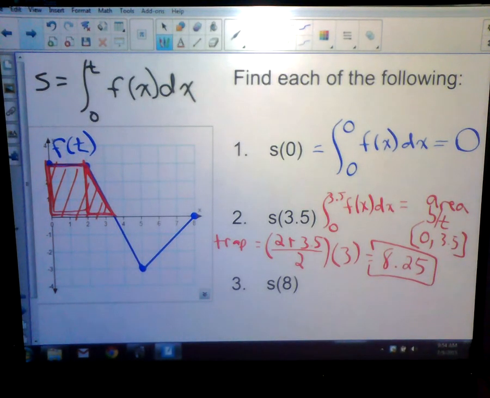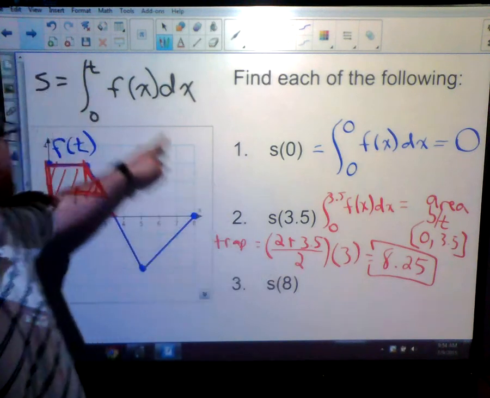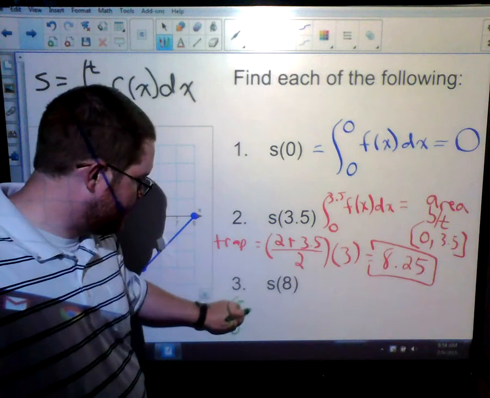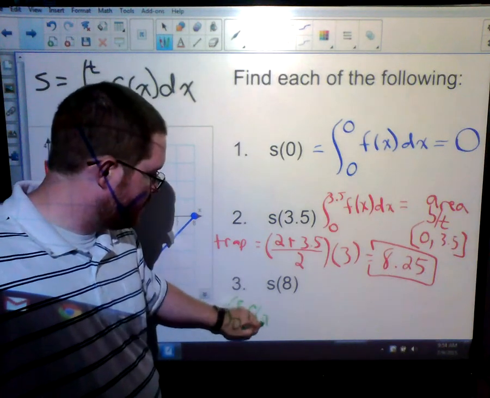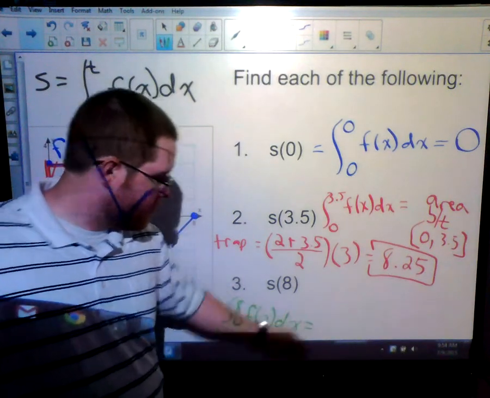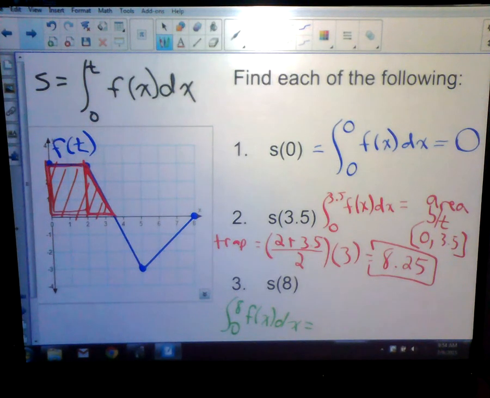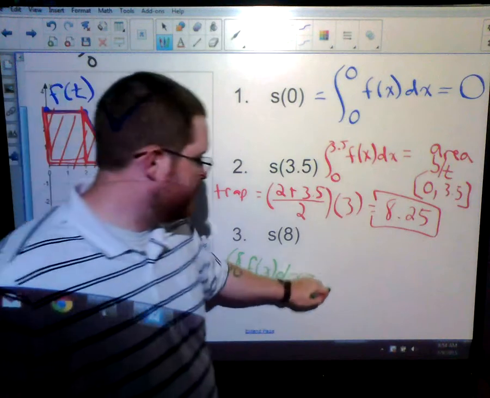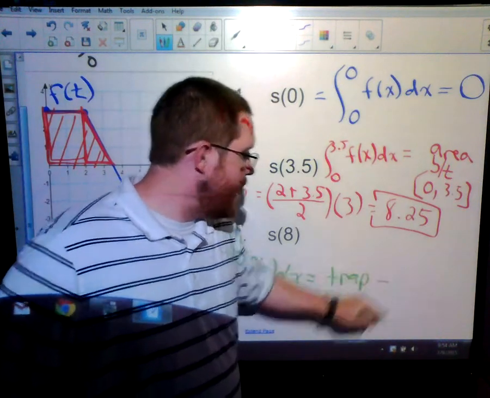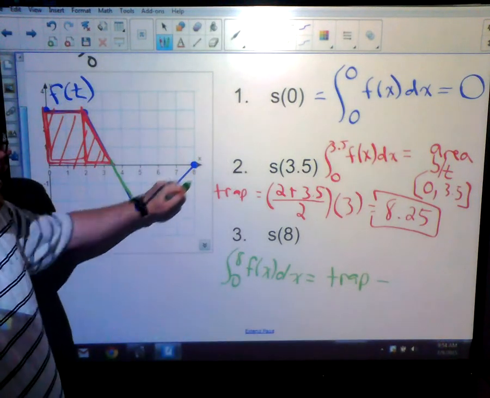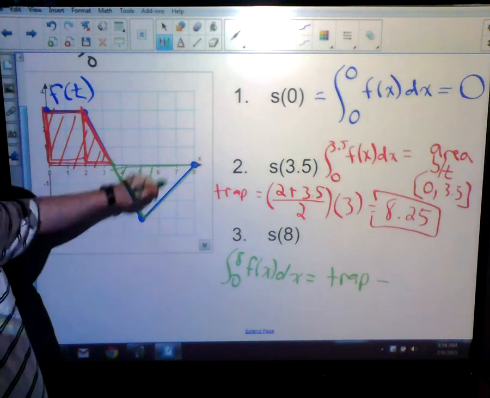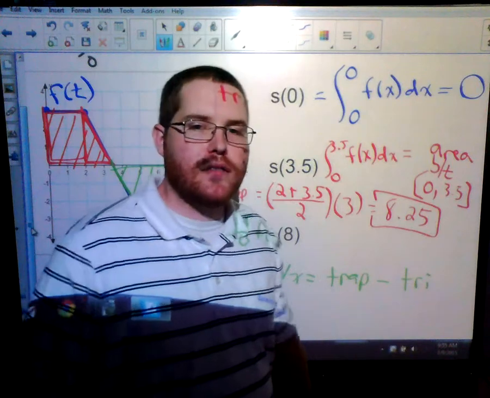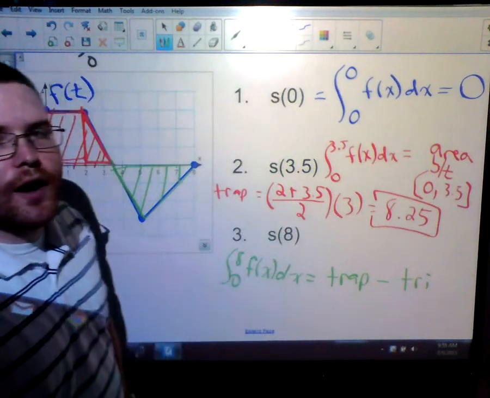The third question wants S of 8. So I plug in S of 8. So it's the integral from 0 to 8. But if you notice, this area can be split into two problems. The trapezoid that I just did minus this triangle. Why is it minus the triangle? Why isn't it plus the triangle?